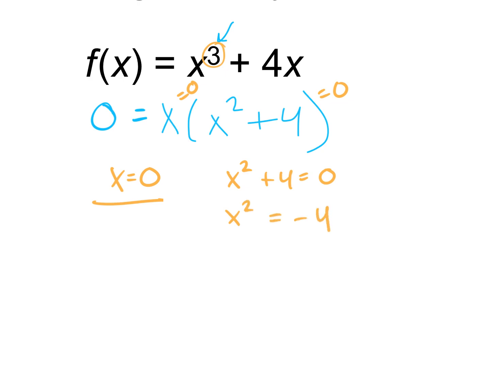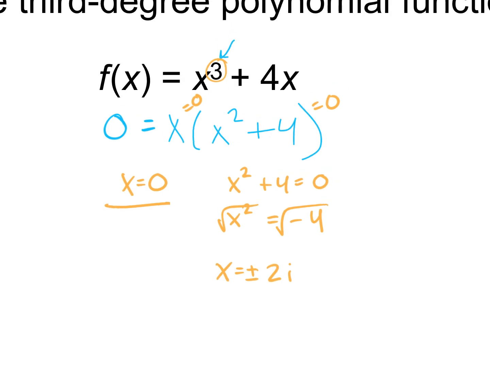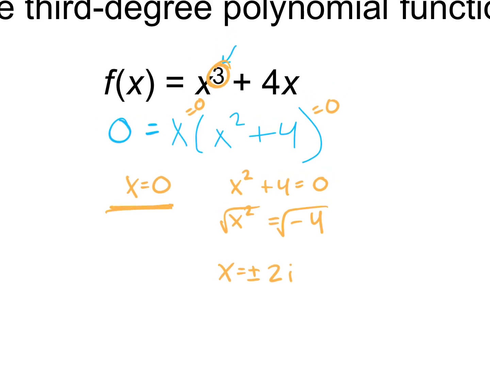What would we do next to solve? Square root both sides. So what does x equal? 2i. Just 2i? Plus or minus 2i. Remember, we needed 3 answers. So here we have 0. We have positive 2i and negative 2i. If you forget that plus or minus, you're missing a whole answer, a whole solution. We needed 3. We've got 3.